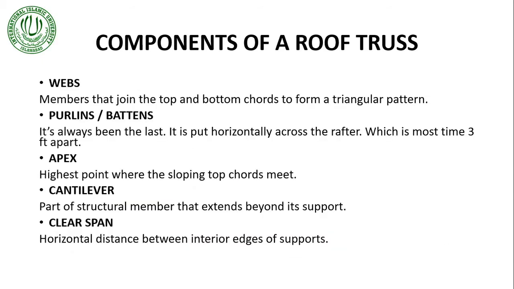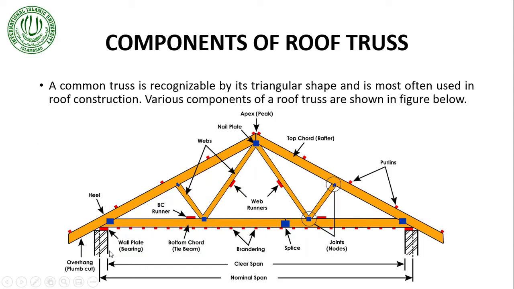Clear span is the horizontal distance between the interior edges of the supports. These are the supports, so this is the interior dimension, the clear span. The nominal span that we count is from the point where the wall plate or bearing starts, from this point till this point.